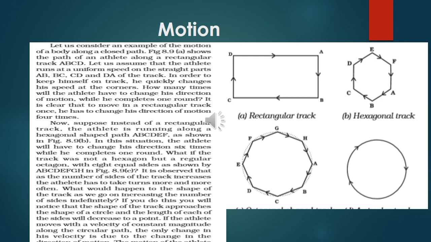If you do this, you will see that the shape of the track approaches the shape of a circle, and the length of each side will decrease to a point. If the athlete moves with a constant magnitude of velocity along a circular path, the only change in his velocity is due to the change in the direction of motion. So let's discuss the circular path more in our next slide.